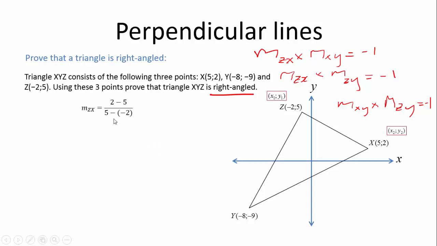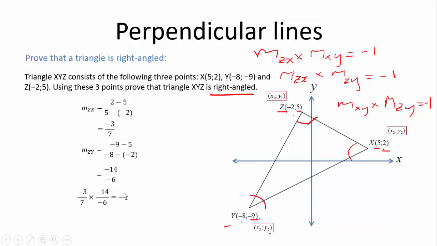Let's take these two points. This is why it's useful to draw. You might be able to spot that that doesn't look like a right angle, but that does. Save your time. Let's get our m of ZX. So we put this as our x2, 2 minus 5, 5 minus minus 2, and we get m of ZX is equal to negative 3 over 7. Then let's have a look at m of ZY. These are x2s. Negative 9 minus 5, negative 8 minus minus 2. That's easy. We're going to get negative 14 over 6.